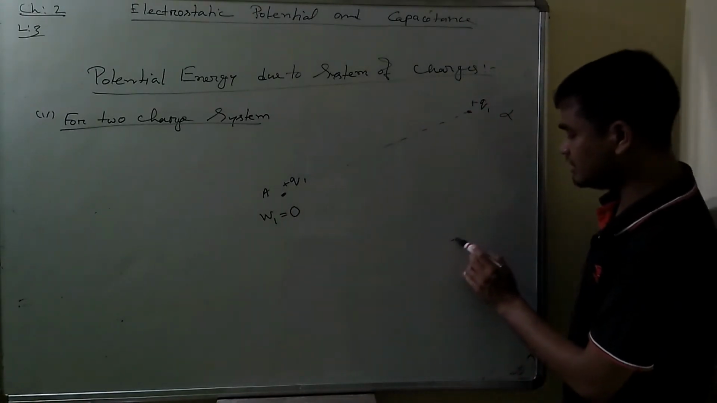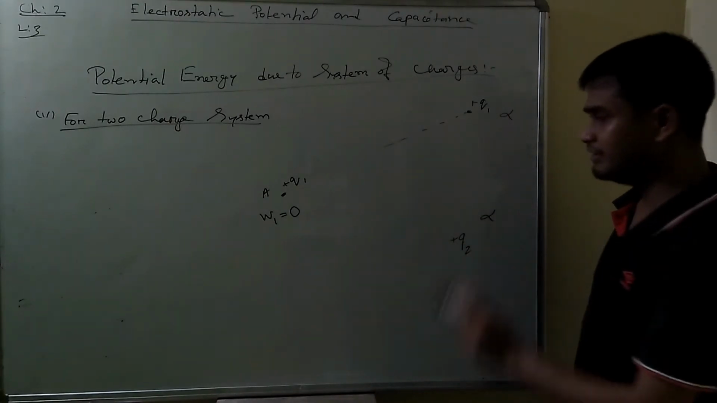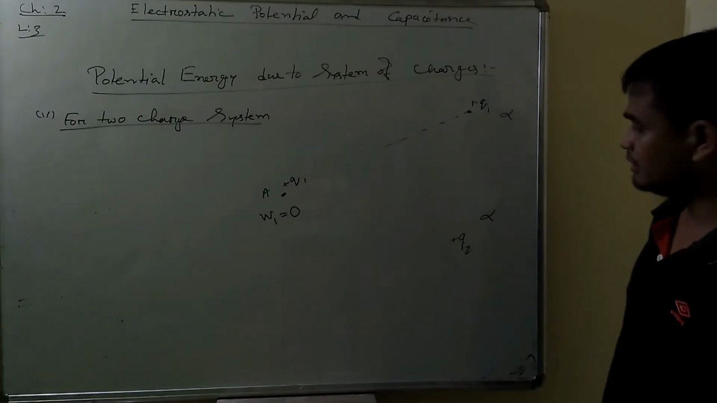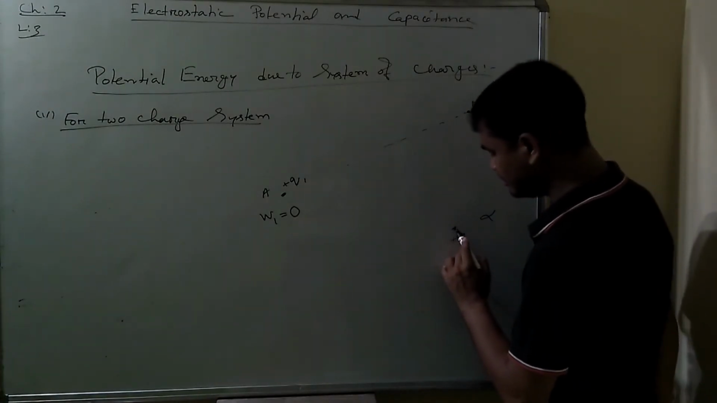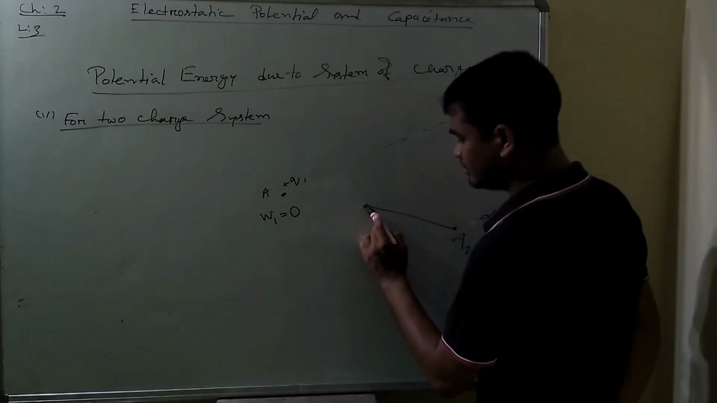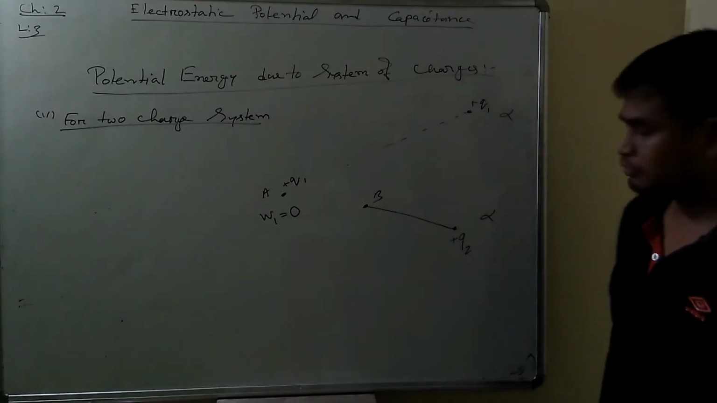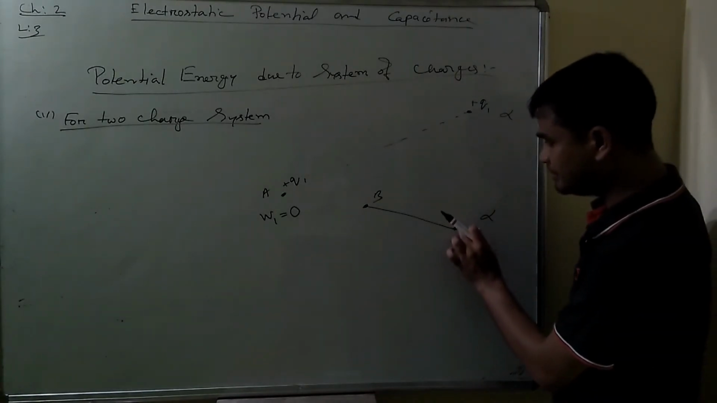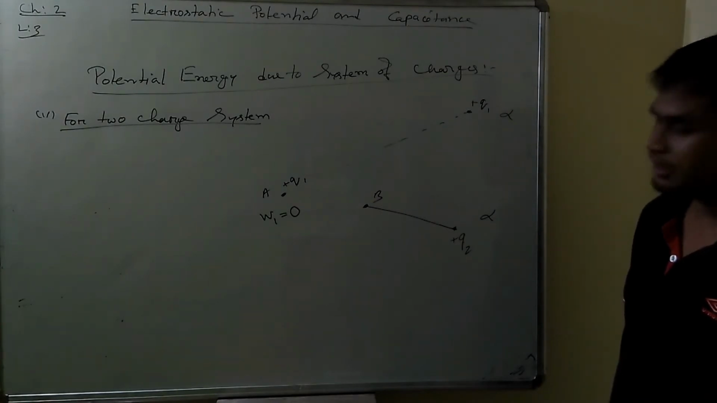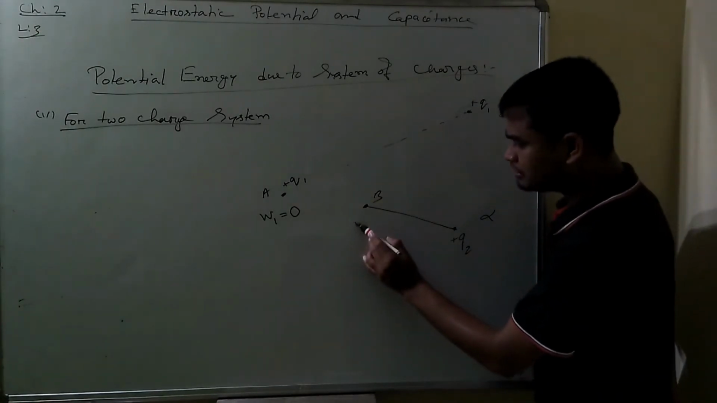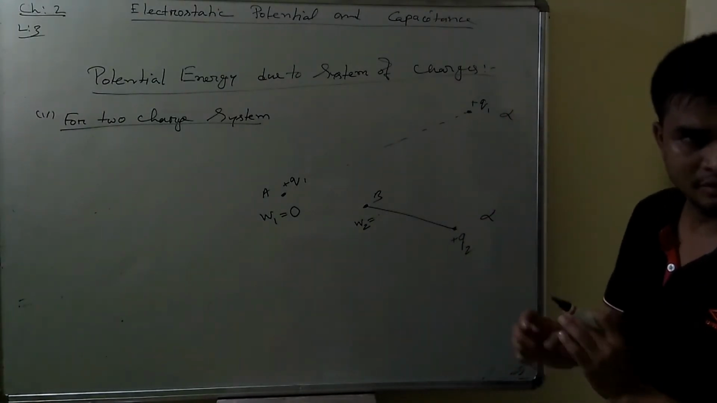Now another charge, let us consider Q2, is at infinity. Now we will bring this charge from this position to somewhere in the space, here at position B. We bring this Q2 charge from this position to this position. Clear? This is how much work is required, W2.